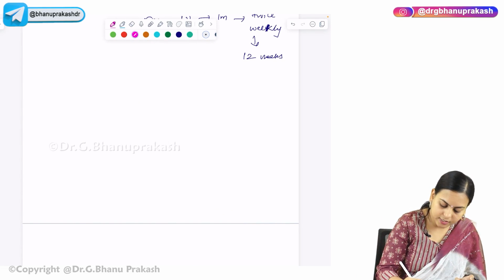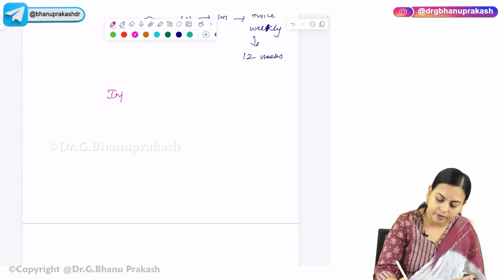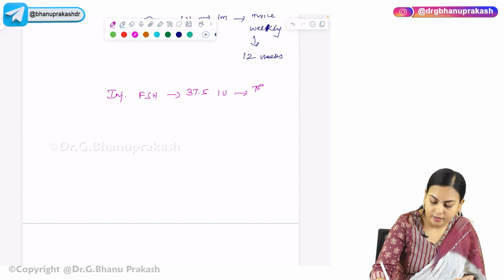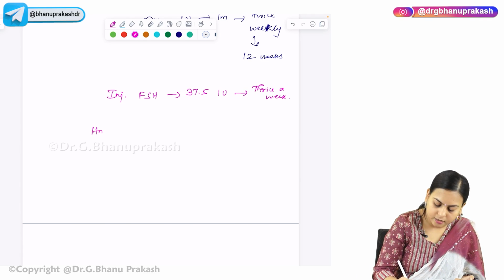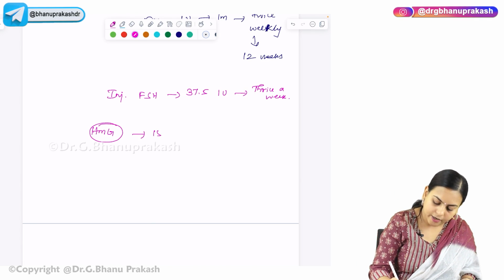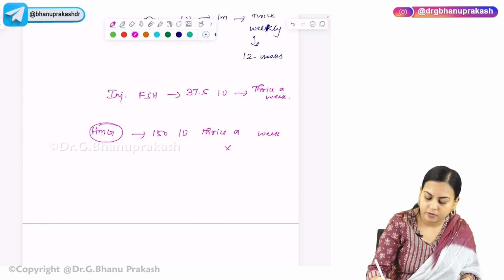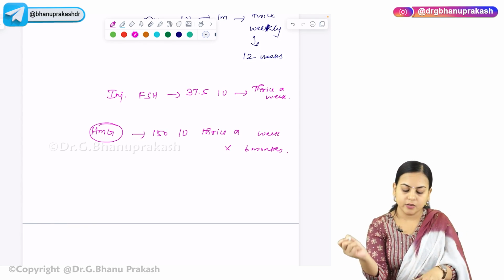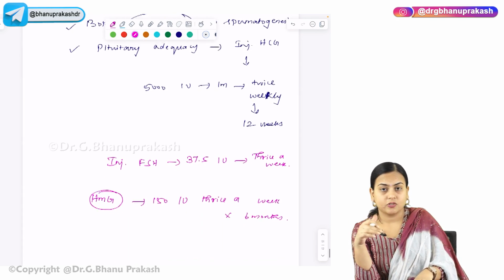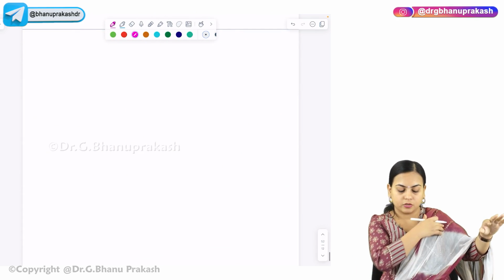And sometimes after that you can even give them injection FSH at a dose of 37.5 international units, that will be added thrice a week, okay. And HMG, that is human menopausal gonadotropin, can also be given at a dose of 150 international units thrice a week for 6 months, okay. So these are the hormonal supplements you will be giving. You can give injection HCG as such, then you can give injection FSH and injection HMG, okay.